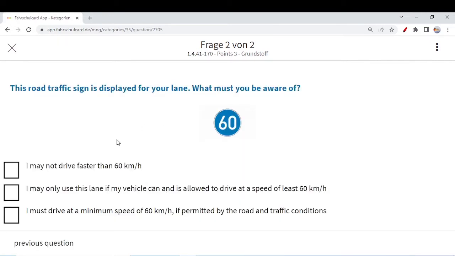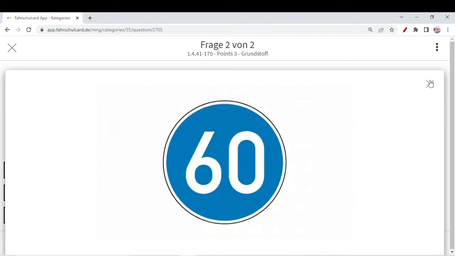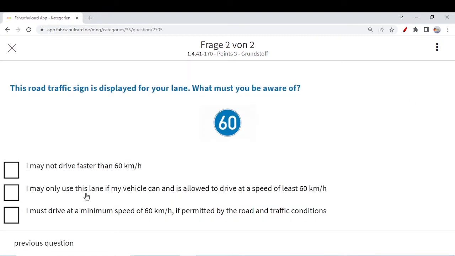I may not drive faster than 60 km per hour. No. If it was in the red circle, then the maximum possible speed is 60, but it's a blue sign, which is the minimum which is allowed. You should follow this rule. I may only use this lane if my vehicle can and is allowed to drive at a speed of at least 60 km per hour.